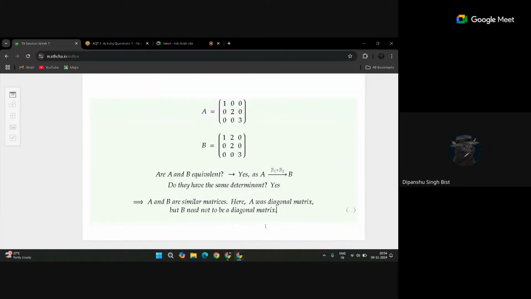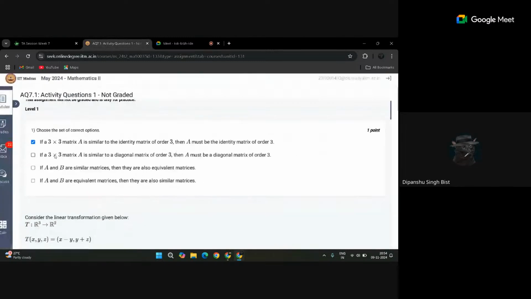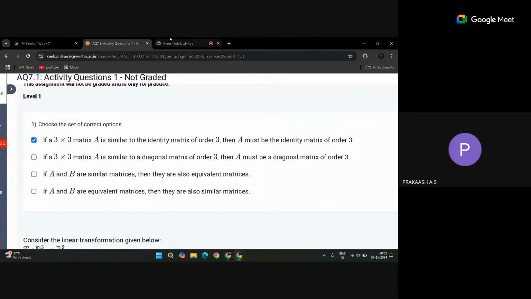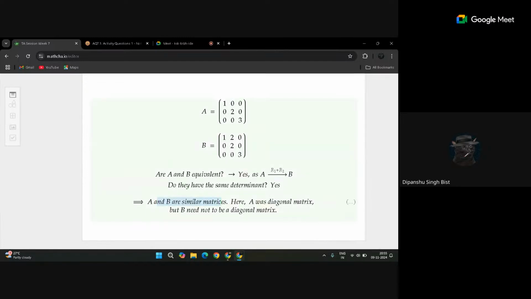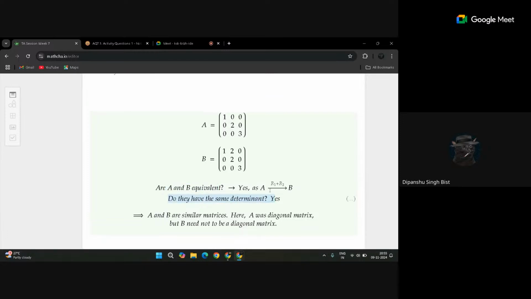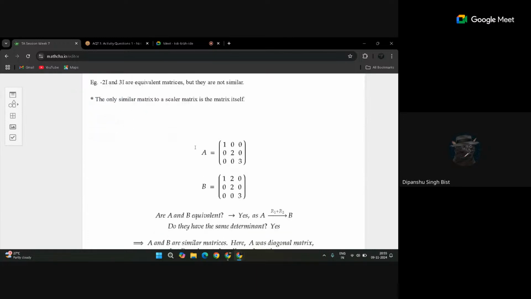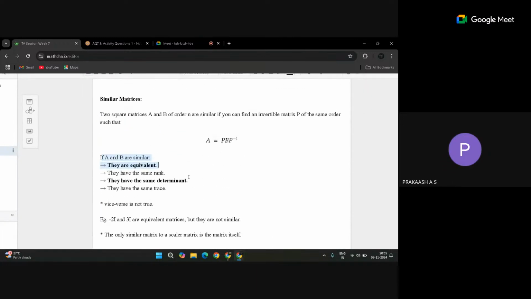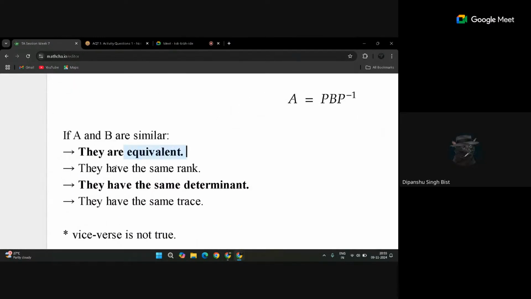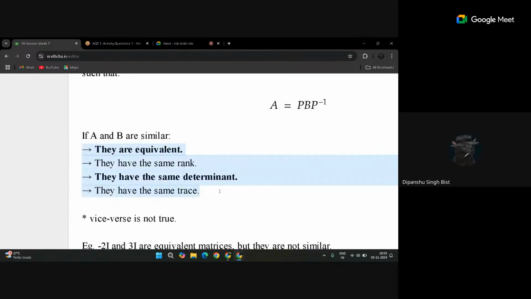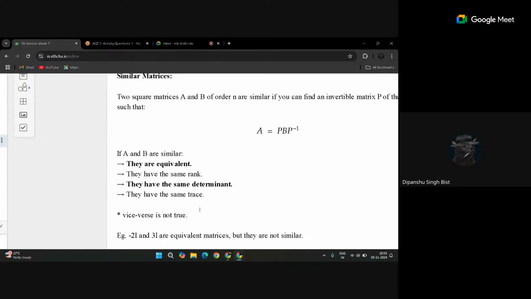Is that fine? Yes, sir. Okay. Sir, last one, how are we telling A and B are similar? What is the concept you are applying? So for A and B to be similar, you need to check for two cases. A and B must be equivalent and they should have the same determinant. Here we highlighted these two points. If you simultaneously satisfy both these points, then you can say A and B are similar. What about other conditions? The same rank and same trace. See, if they are equivalent, you can say that they will have the same rank, correct? So these are not the conditions required. These are the conclusions you can make out of this statement: if A and B are similar, the converse is not true. That's what we have written.